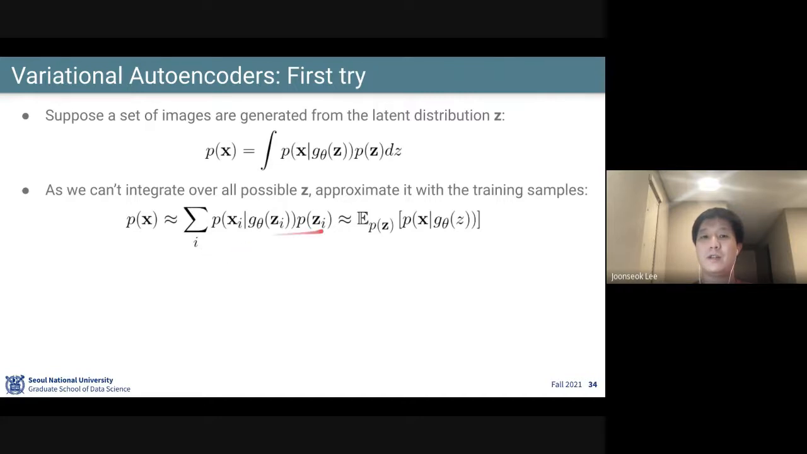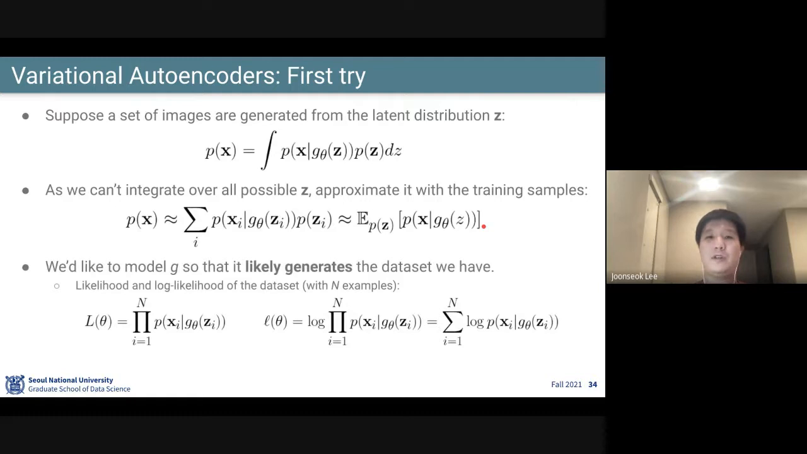And that is, given this Z vector, we use our generator and estimate the probability of each image in the data set. And that is summed over all the distribution of Z. And that is actually the definition of expectation of the probability that we would like to measure.